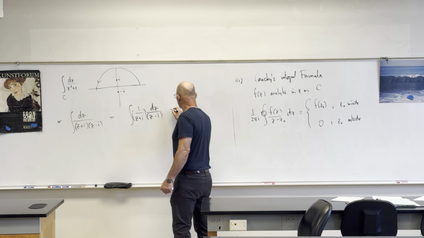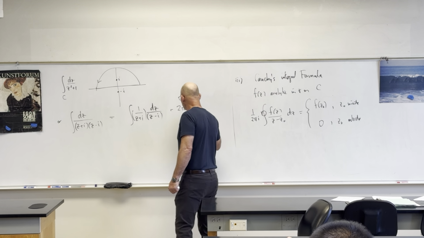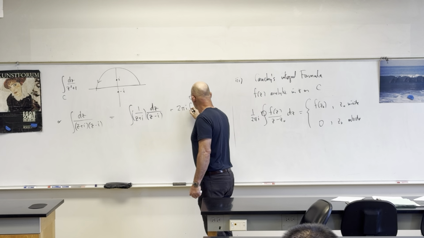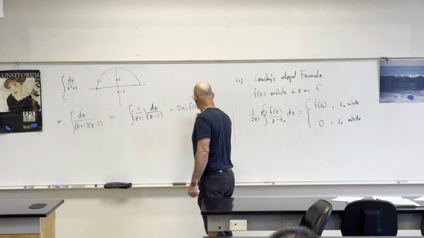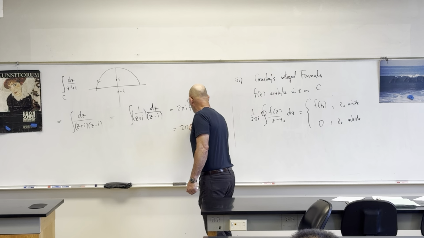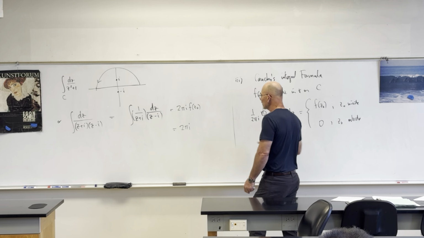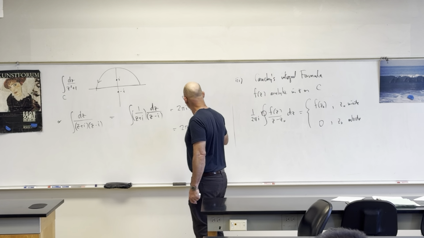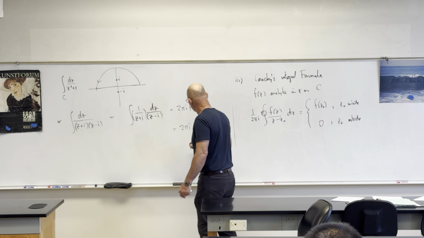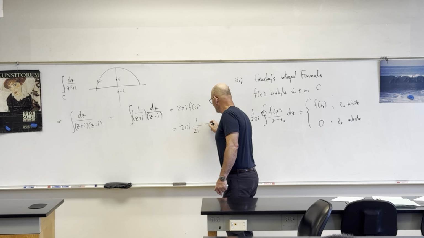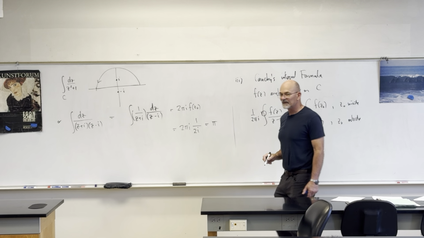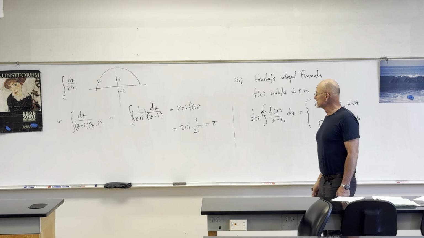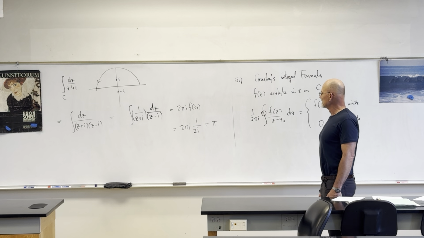So is that going to be equal to 2 pi i f of z sub 0? I'm just comparing it to this formula here: 2 pi i times 1 over 2i, because z sub 0 is equal to i, right? 1 over 2i is equal to i. So this is a fantastic and really useful thing here.